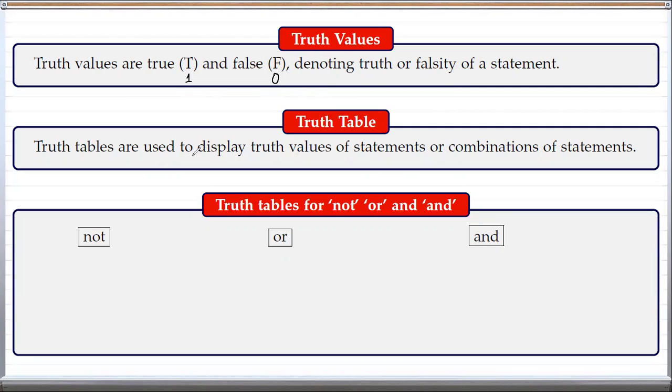Truth tables are used to display truth values of statements or combinations of statements. Now let's look at truth tables for not, or, and. These three basic logic operations. If we let P be any statement, we want a table with the possible truth values of P and not P.